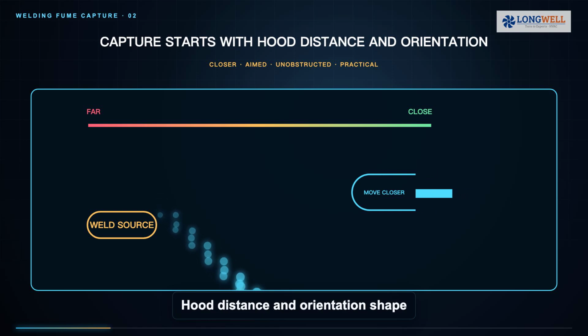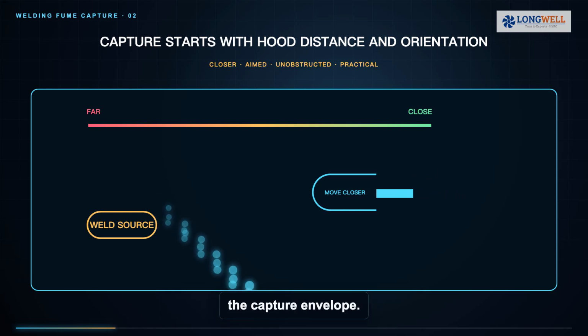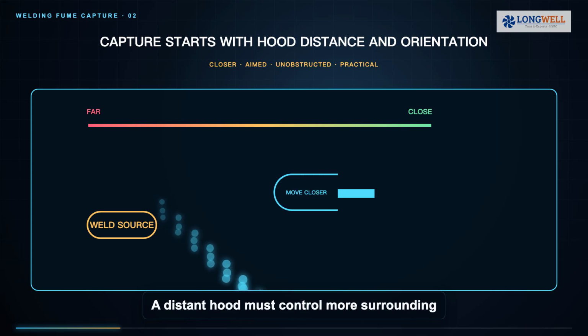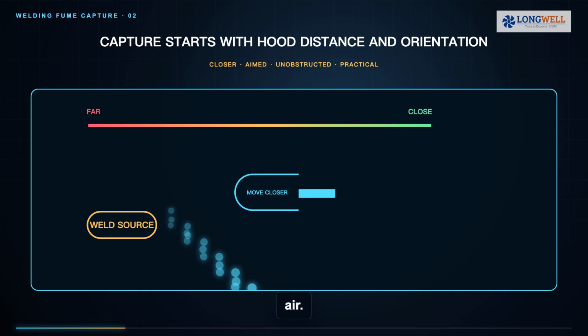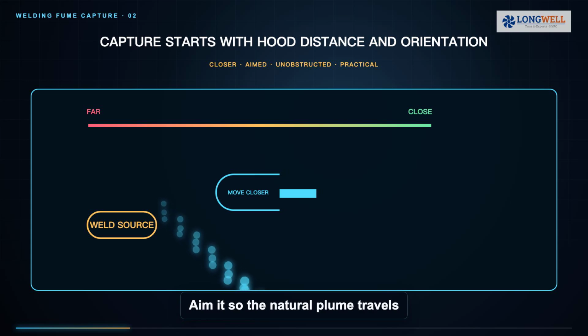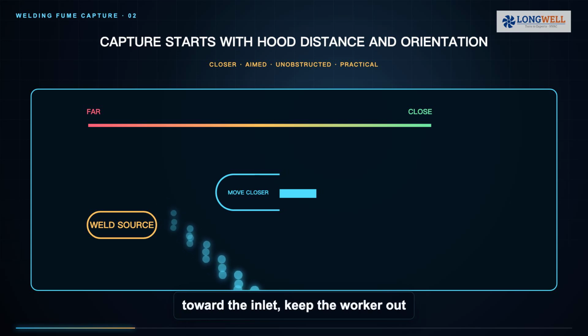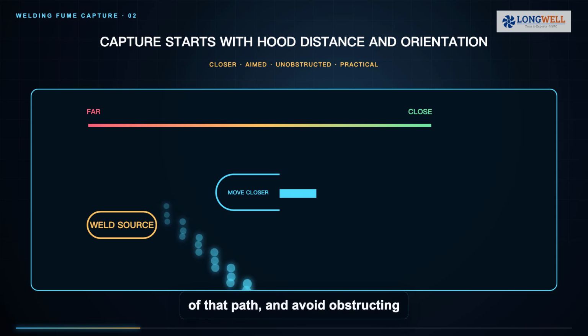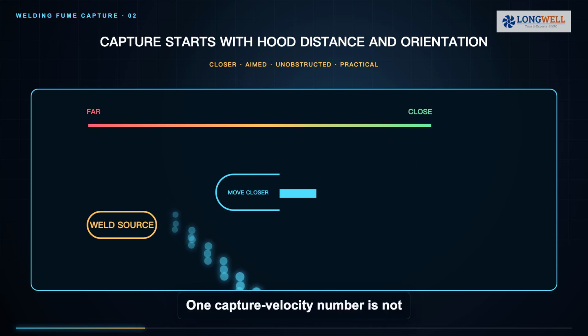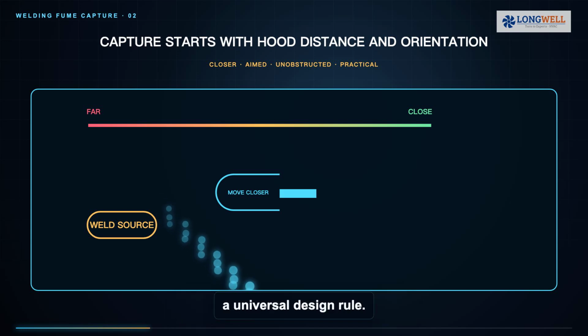But distance and orientation shape the capture envelope. A distant hood must control more surrounding air. Aim it so the natural plume travels toward the inlet, keep the worker out of that path, and avoid obstructing the work. One capture velocity number is not a universal design rule.